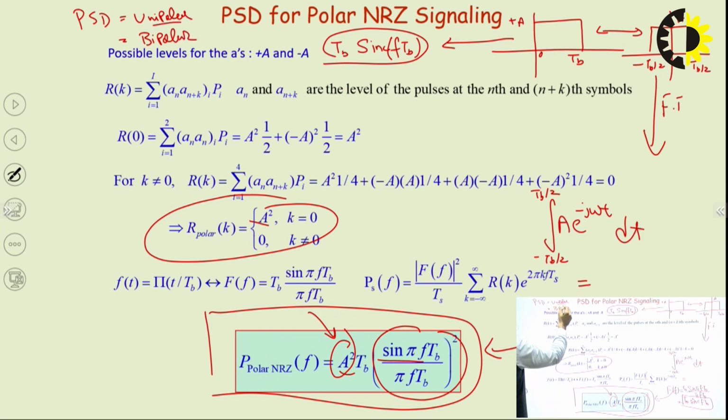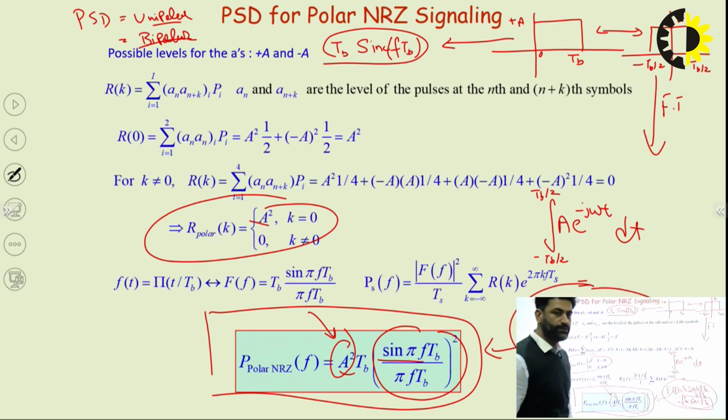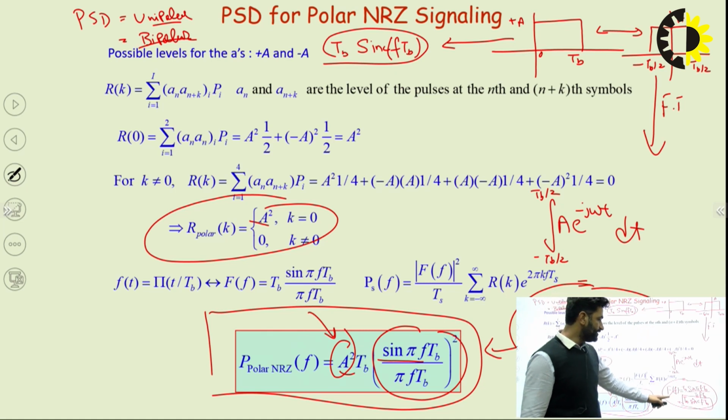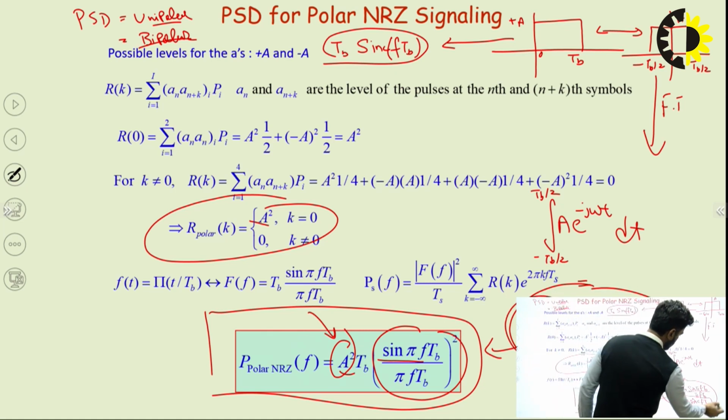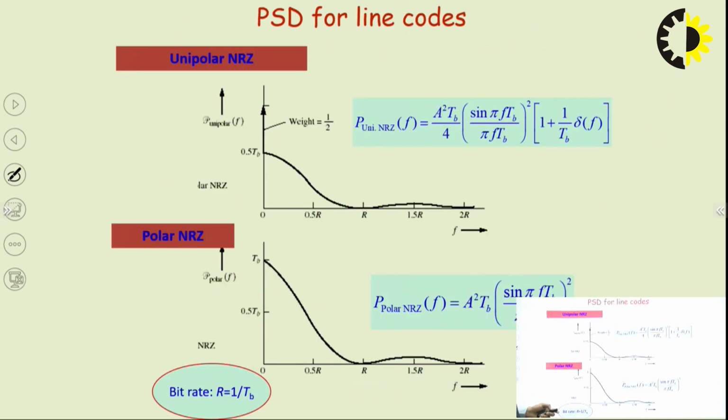Now, for the unipolar and bipolar, the Fourier transform of the pulse remains the same, only the autocorrelation function will change. So, the same steps will be followed to find the autocorrelation function. The steps remain the same, meaning the Fourier transform will be the same for unipolar and bipolar. So, in the next slide we will not be calculating the PSD for bipolar and unipolar, you can do it by yourself, and I will show you the values of the PSD for unipolar and bipolar.